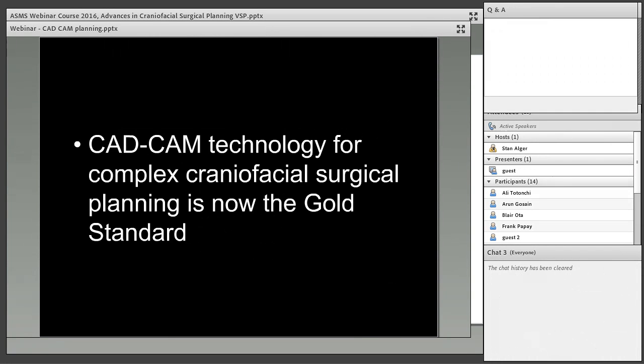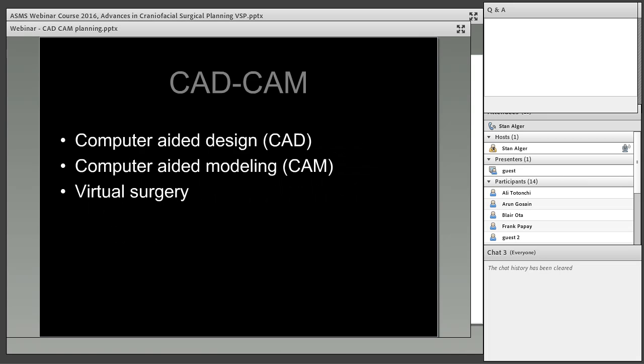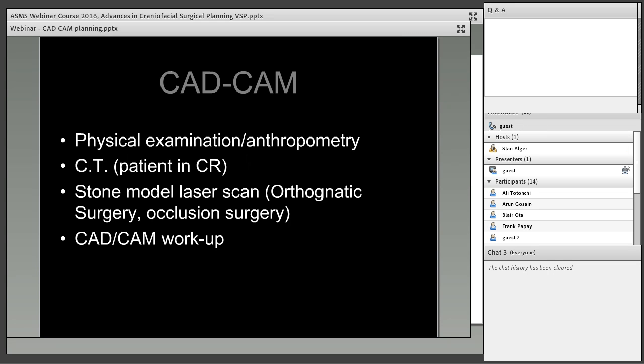Obviously, CAD/CAM technology for complex craniofacial surgery, I believe, is the gold standard. It gives you a roadmap for your surgery, and you can plan it ahead of time, and you come to the surgery fully prepared, with the roadmap in front of you. It's almost like your GPS. So CAD stands for computer-aided design, and CAM for computer-aided modeling, with virtual surgery.